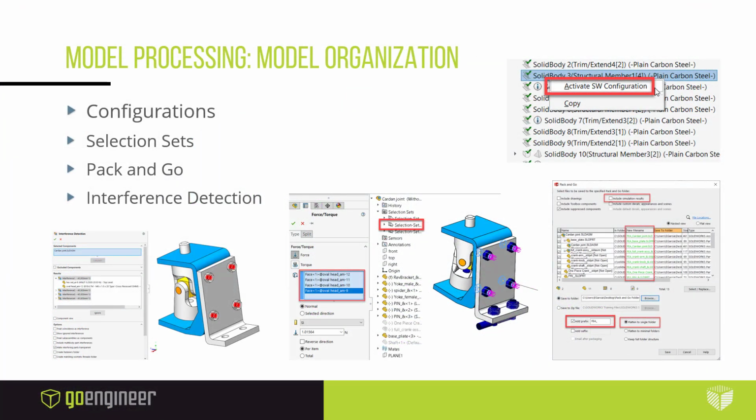Now that we've covered how to defeature and idealize your simulation models, let's talk about how we can organize and access these items for easier access in simulation. For this section, there are 4 major items I'd like to review with you that will help with the organization of your SOLIDWORKS models. These are working with configurations, working with selection sets, pack and go, and interference detection.